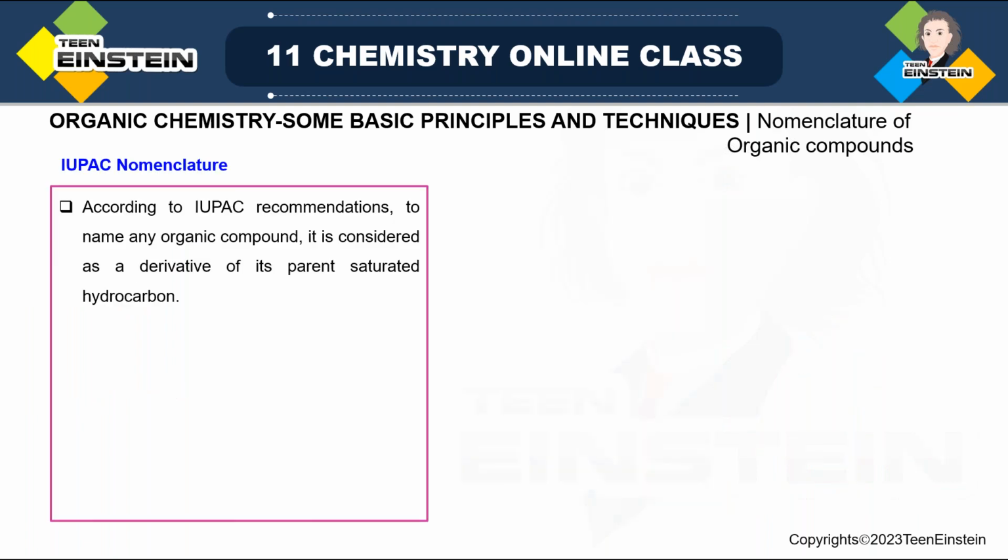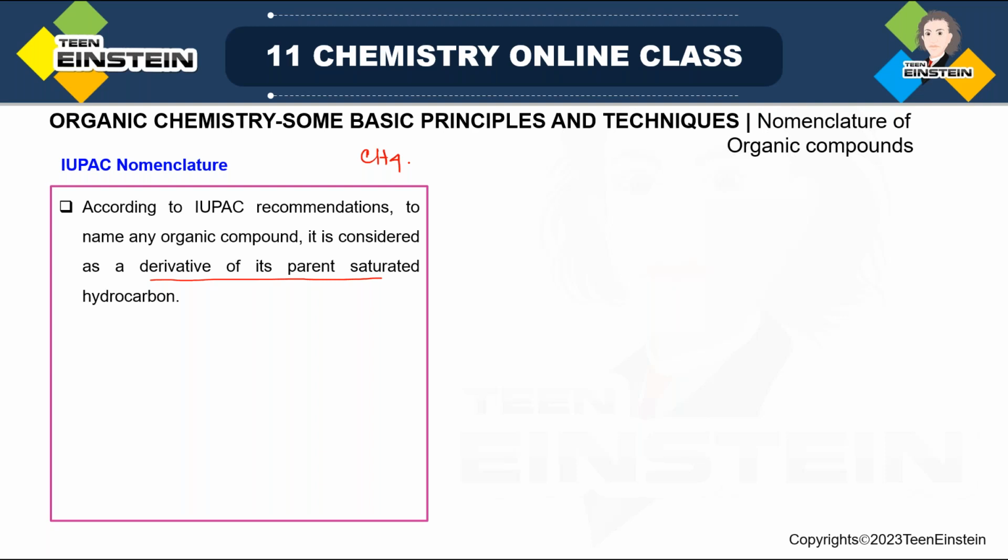Next we will start the actual IUPAC nomenclature. According to the IUPAC recommendation, to name any organic compound, we always consider it as a derivative of its parent saturated hydrocarbon, or the parent hydrocarbon may be unsaturated. So it is always based on the parent. Just take the example of methane. Methane is CH4. It is the simplest hydrocarbon possible, because the minimum carbon we have is 1 and tetravalency is satisfied.